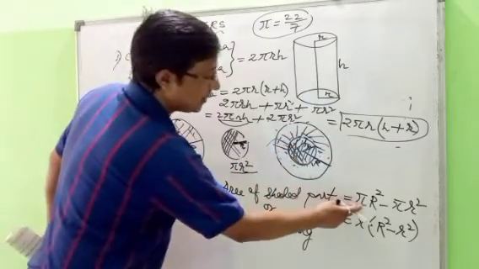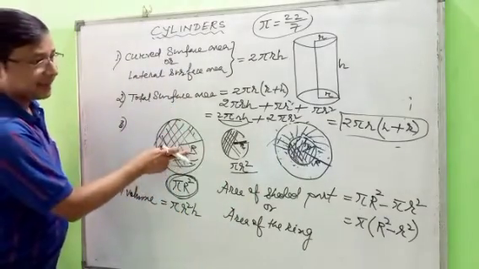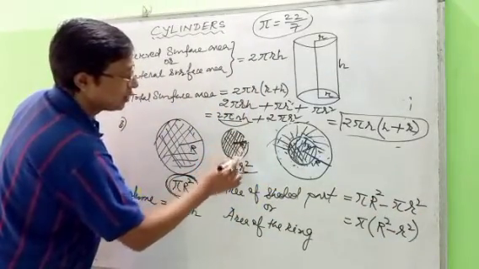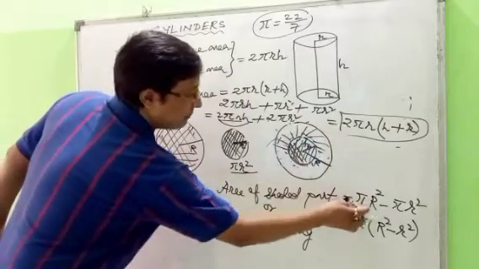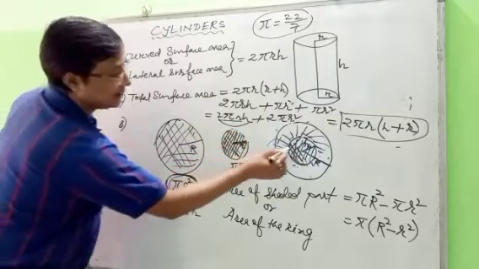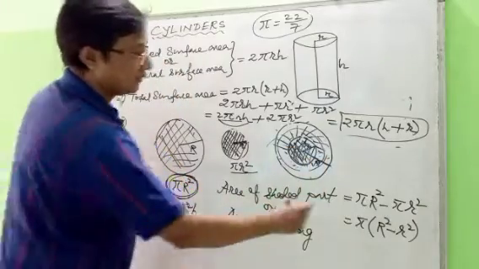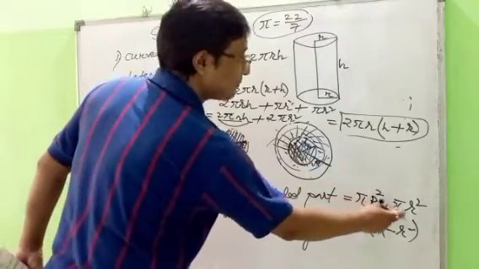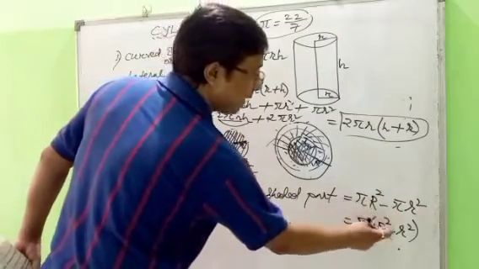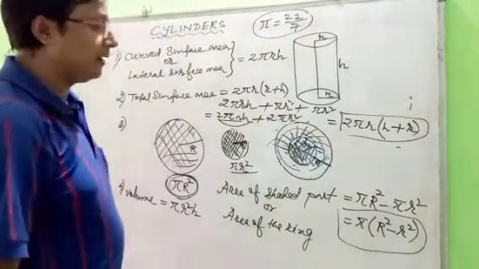So pi R square means this whole circle, capital R, and pi r square means this inner circle. From the total area, that is pi R square, minus this inner circle, you will get this part. That is the area of the ring. So that means pi R square minus pi r square. You take this pi common, then R square minus r square. So this is the formula to get the area of the ring.